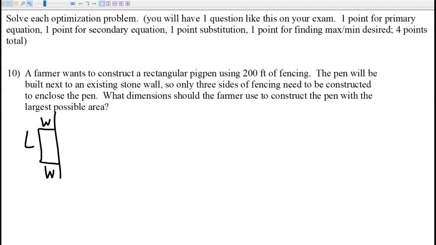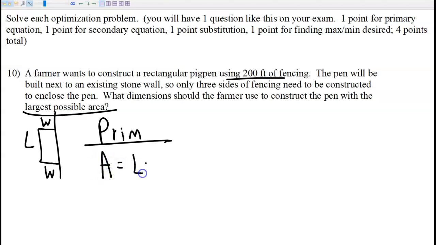Now, what dimension should the farmer use to get the largest possible area, given the fact that he's only allowed 200 feet of fencing? Well, the primary equation is the one we're trying to maximize. We're trying to maximize the area. So how do you find the area of a rectangle? The area of a rectangle is length times width.